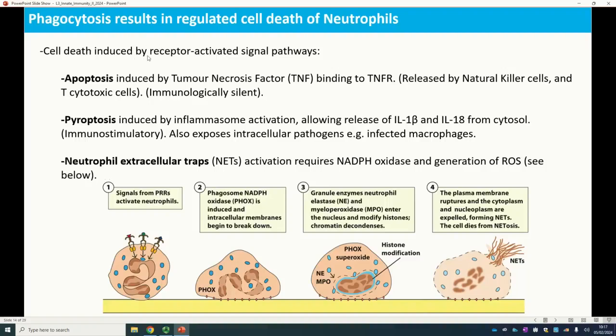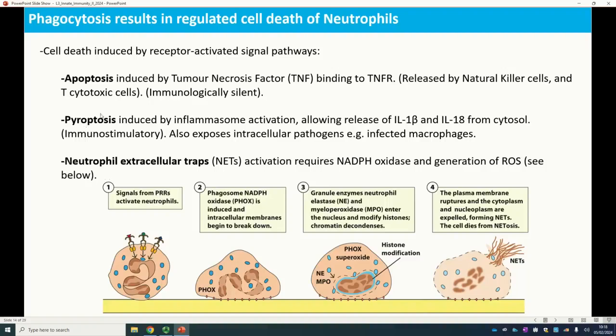It's coordinated by various receptor-activated signaling pathways. First of all, we have apoptosis. Remember, apoptosis is our regulated cell death. This is induced by tumor necrosis factor that is secreted from natural killer cells and cytotoxic T cells, two types of immune cell that we will talk about in the upcoming lectures. This TNF will bind the tumor necrosis factor receptor on the neutrophil, and we'll get apoptosis. This is immunologically silent, so it doesn't further propagate any inflammation or immune effects.